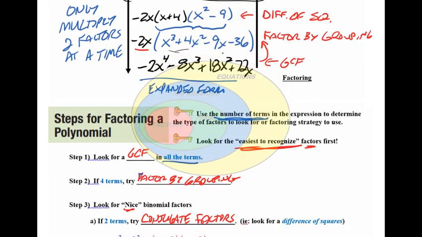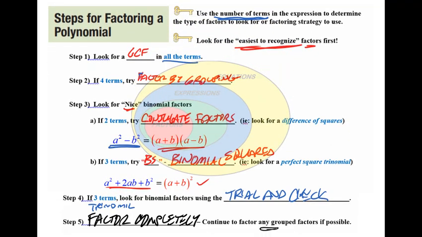So let's just go through the strategy again. Again, the idea is that we want to use the number of terms to determine what types of factors we're looking for in a factoring strategy, and then look for the easiest factors first. So again, the easiest factors, greatest common factor, looking at all the terms. If there's 4 terms, factor by grouping, really the only thing we can do. Then look for binomial factors that are nice. So look for conjugate factors and look for binomial squared factors. And then finally, if there's 3 terms, we want to look for binomial factors using that trial and check method.